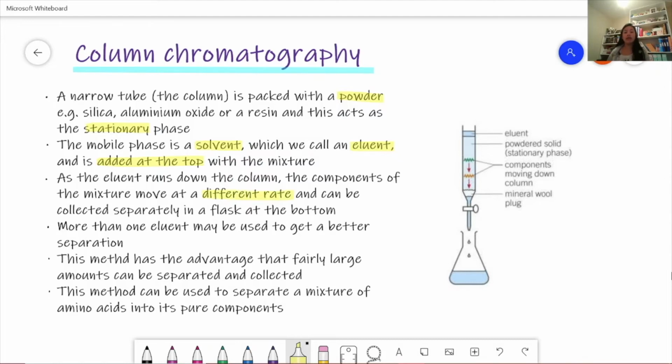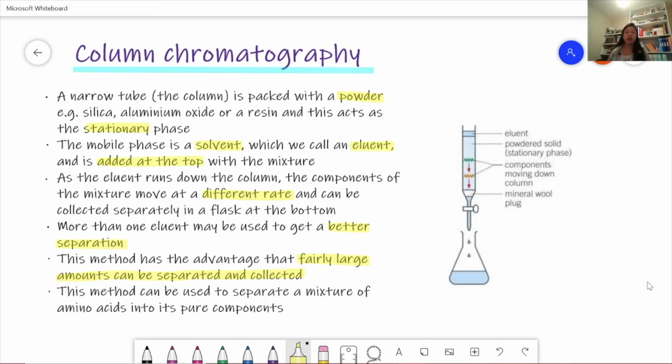And more than one eluent may be used to get a better separation, because depending on what eluent you use, different components will have different affinities for this mobile phase. And this method has the advantage that fairly large amounts can be separated and collected. And it's used to separate a mixture of amino acids into its pure components.